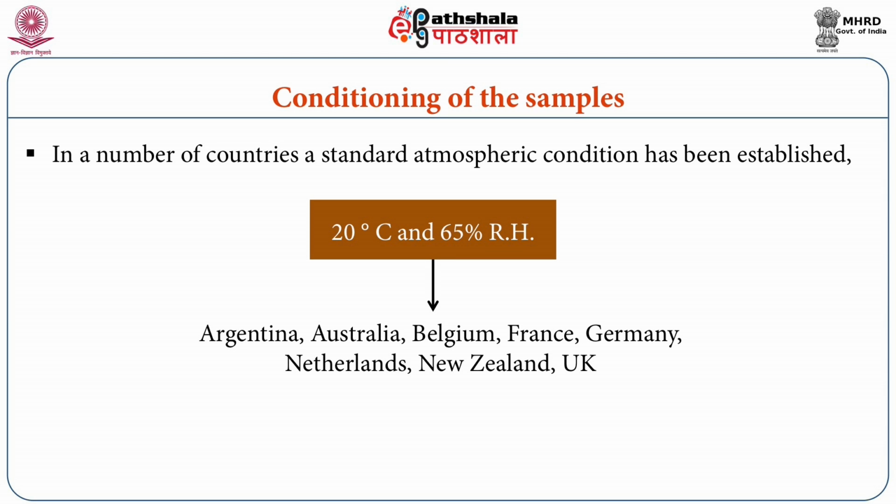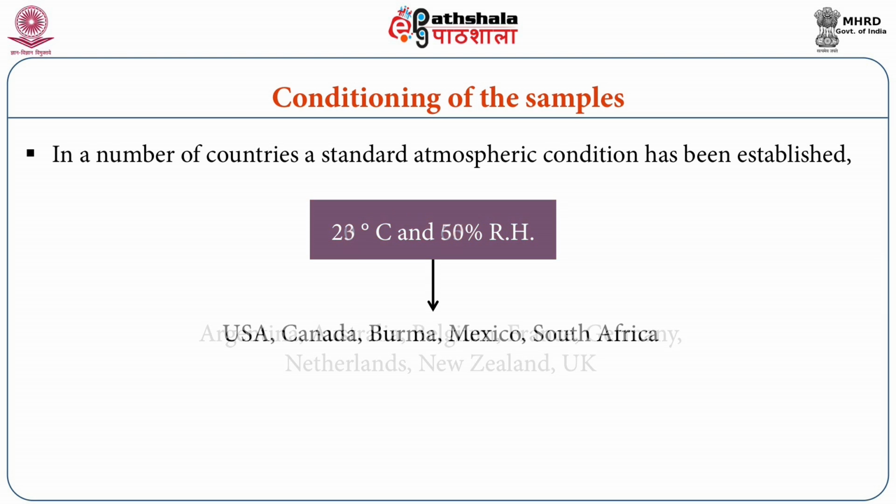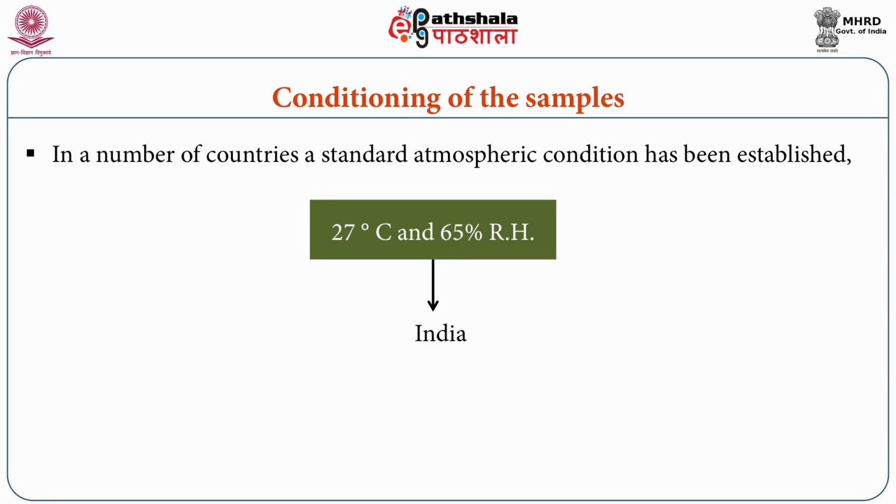In a number of countries, a standard atmospheric condition has been established, that is 20 degrees centigrade and 65% RH in Argentina, Australia, Belgium, France, Germany, Netherlands, New Zealand and United Kingdom, whereas 23 degrees centigrade and 50% RH in USA, Canada, Burma, Mexico, South Africa, and in India the prevailing standards are 27 degrees centigrade and 65% RH.